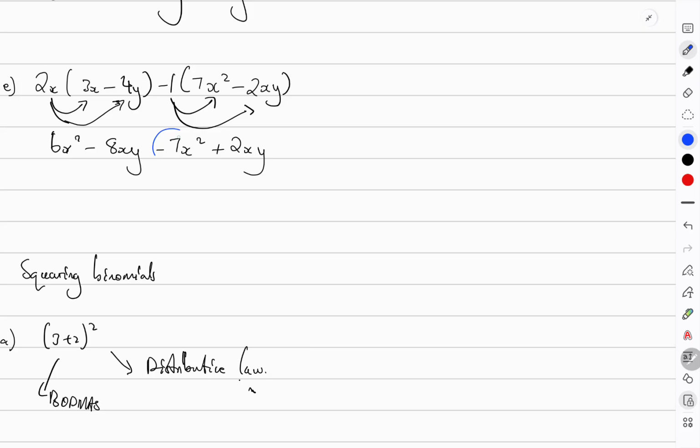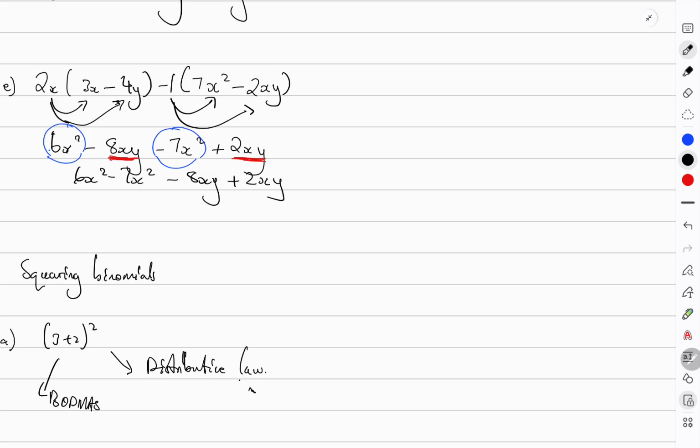These two are like terms, the ones that are circled with blue color, those are like terms. Why are they like terms? Because they have the same variable, which is x, and the variable has the same power, which is x to the power of 2. Therefore, it means I am going to have 6x squared minus 7x squared. Now, the ones which are circled in red are also like terms because they have the same variables, which are x and y, and those variables have the same power, which is x to the power of 1 and y to the power of 1. It means I'm going to have negative 8xy plus 2xy. I've grouped my like terms together.